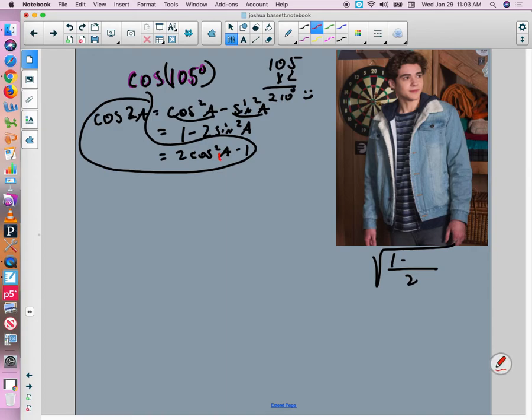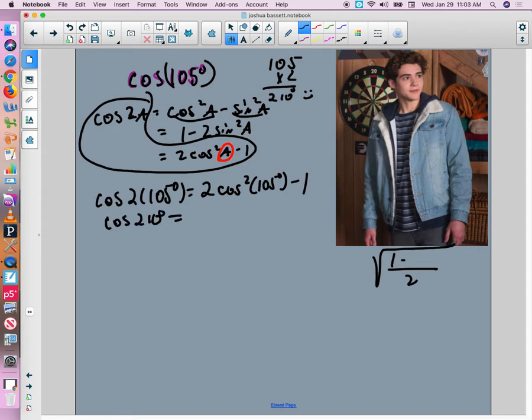Right now, a is 105. Okay? So I'm going to have the cosine of 2a, 105, equals 2 cosine squared a, which is 105, minus 1. Then I would obviously multiply and have cosine of 210 equals 2 cosine squared 105 minus 1. Cosine of 210 is negative square root of 3 over 2 in the third quadrant 30-degree angle.